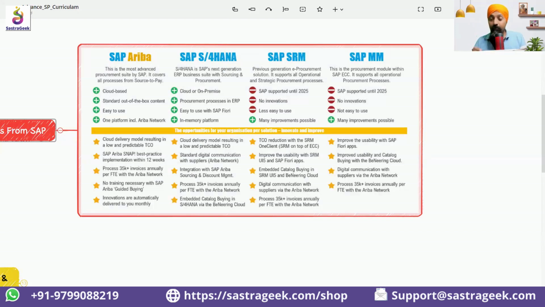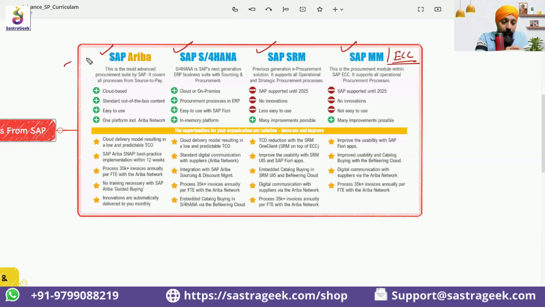Now, leave the outside world aside. Within SAP, we have multiple products which provide functionality under sourcing and procurement. Some products are going to be outdated. If you ask today, we have 4 products from SAP. We have SAP Ariba, SAP S4HANA, SAP SRM, and SAP MM, which is also called SAP ECC MM, Enterprise Core Component. So 4 products are there.